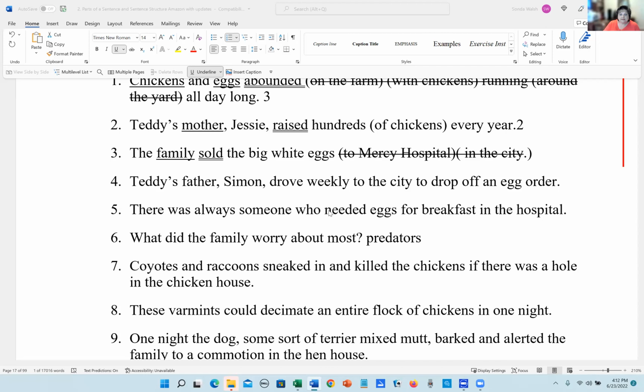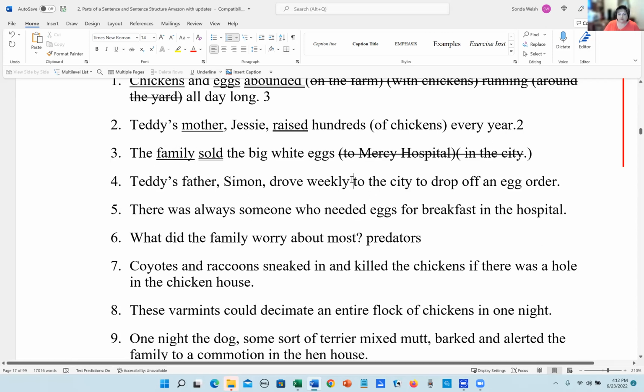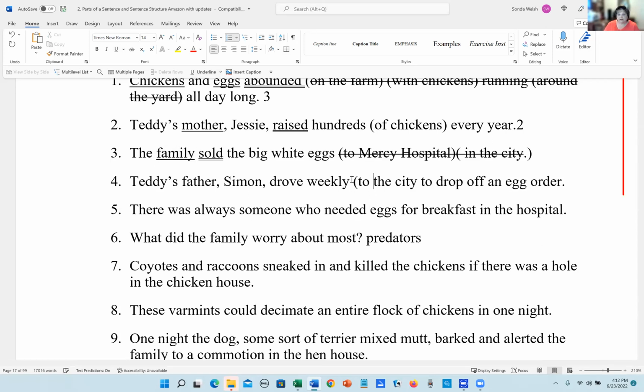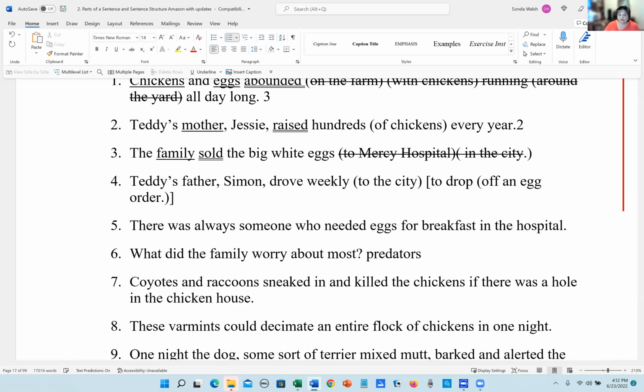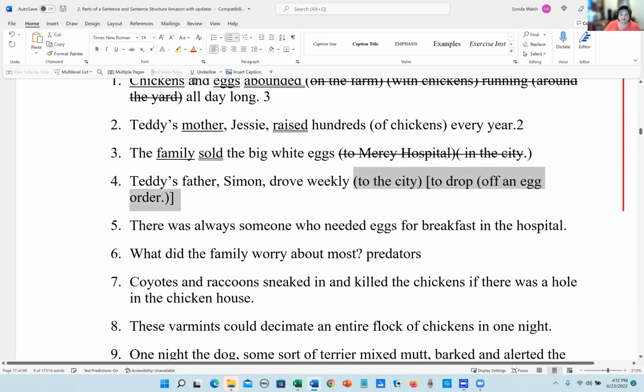Number 4, let's identify our prepositional phrases. So we have to the city, to drop. Oh, that's not one, that is an infinitive because drop is a verb. And off an egg order is a prepositional phrase. So we have to drop off an egg order is the entire infinitive phrase. So I'm going to put a mark through that.